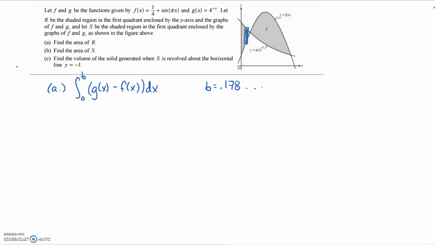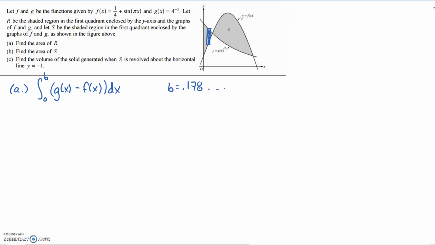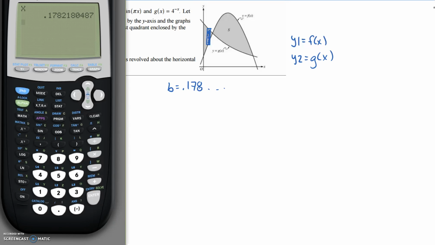So integrating from 0 to that 0.178, and I can use this variable b for 0.178 through the rest of the problem. But I do have to state on my paper that from now on b is going to be 0.178. So this is going to be the area of R, and we're going to use our calculator to find this area. I want to remind myself that y1 is f of x and y2 is g of x. So I'm doing g of x minus f of x, so y2 minus y1.